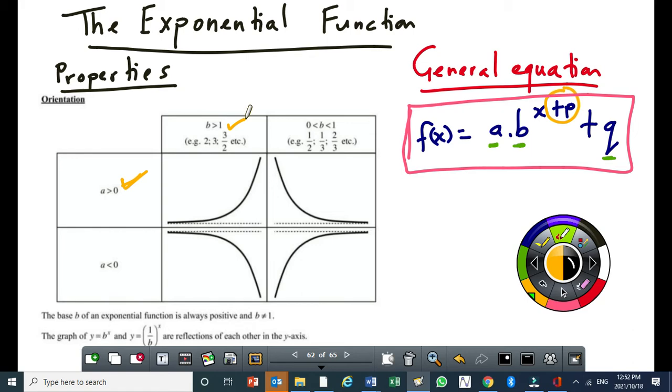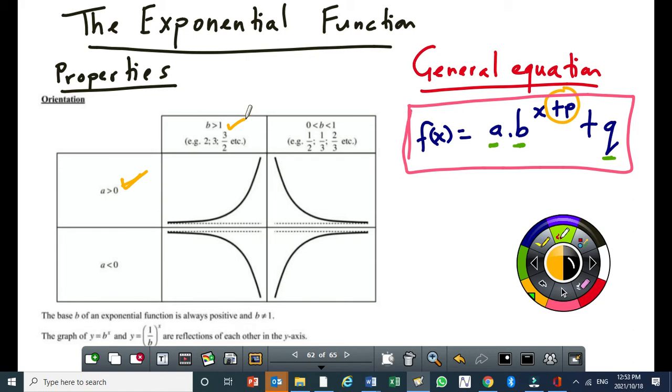Okay? Then, when the value of a is positive, but the value of b is between 0 and 1, which means it will be a fraction, like a half, a third, a quarter, and so on, then you get what is called a decreasing function. At the same time, the graph or the curve will be drawn above the asymptote. So, just to summarize, you need to know that the value of a and the value of b have a relationship. The two are the ones that will make the graph be an increasing function or a decreasing function.